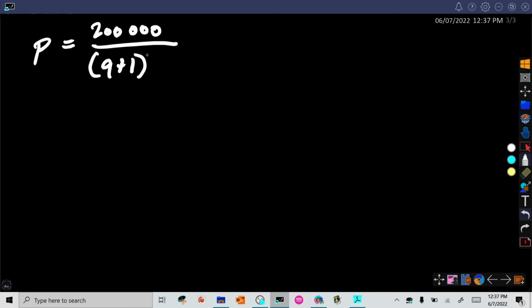Suppose the demand for a product is defined by the equation P is equal to 200,000 divided by (Q plus 1) squared. I'm sorry, my computer is having some challenging difficulties right now, and I'm not really sure why, but in any case. In this case, P is the price, and Q is going to be the quantity demanded.